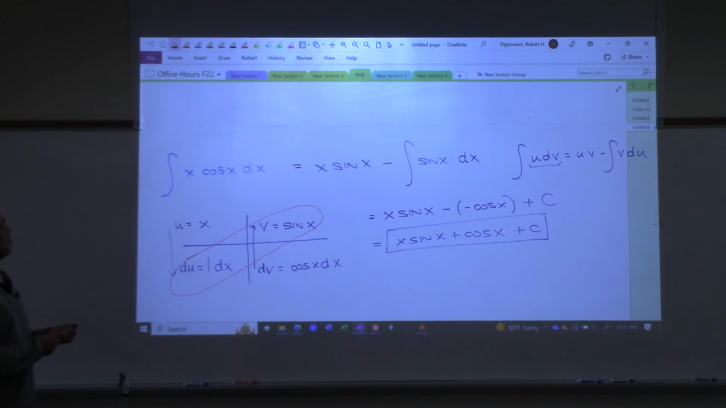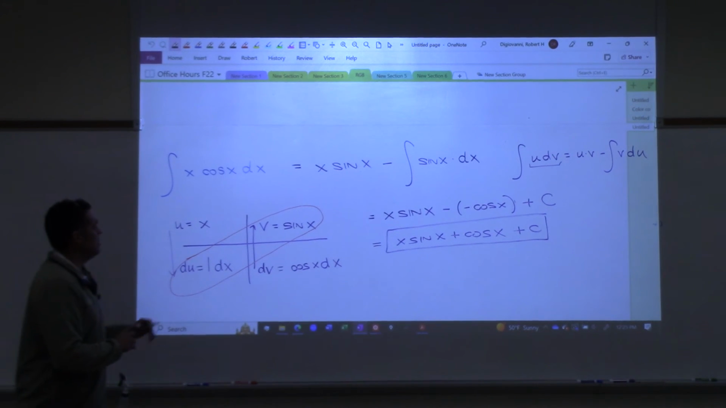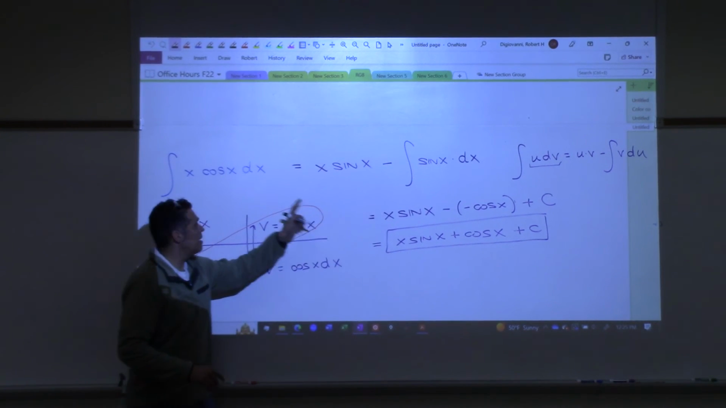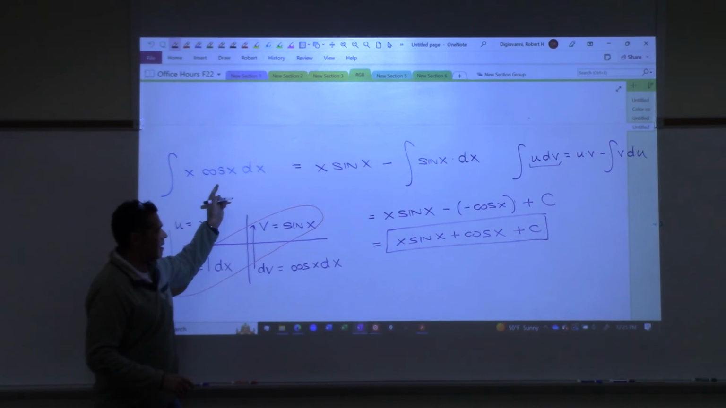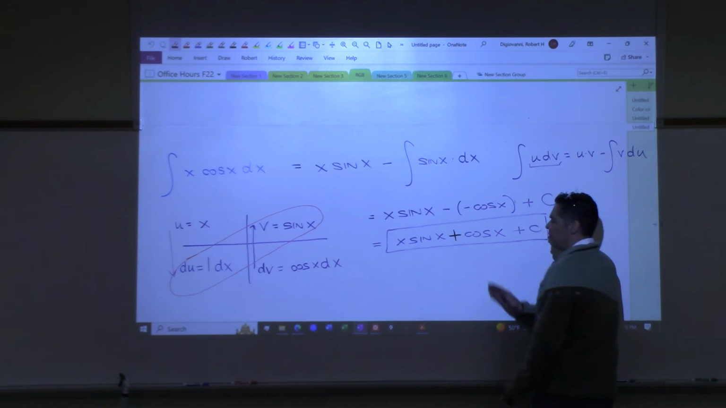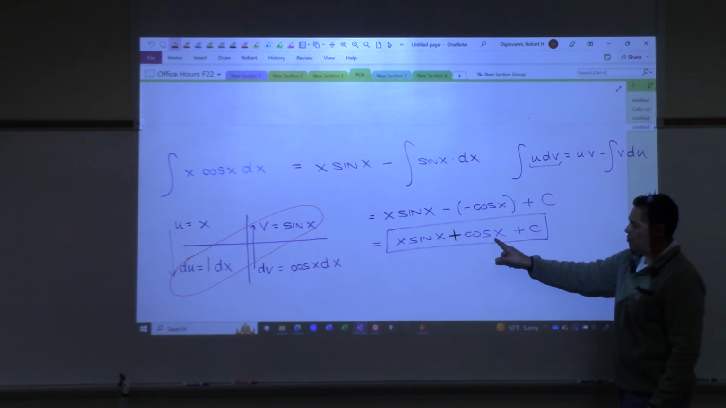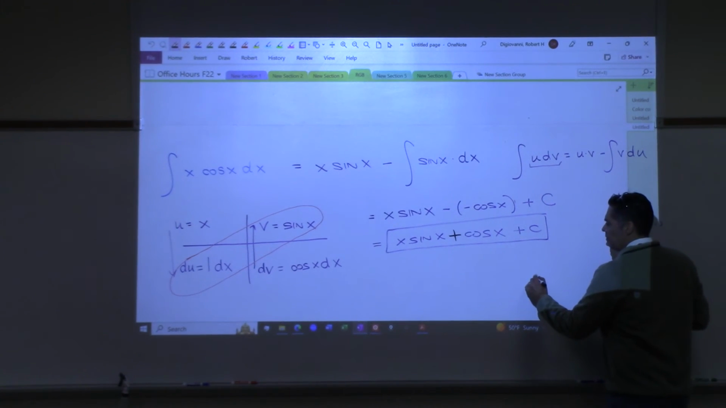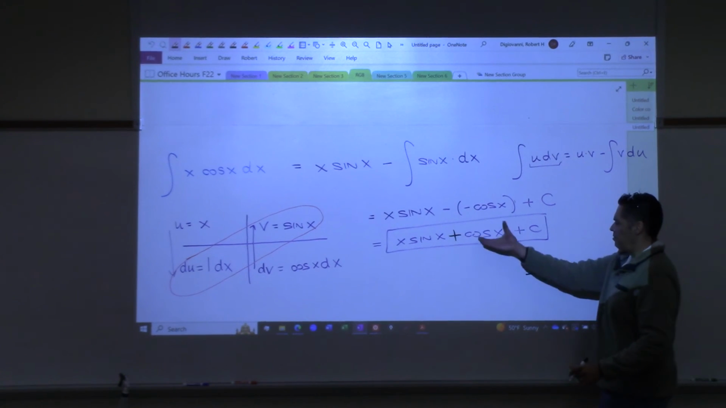All right, so let's check it. I want to make sure that if I take the derivative of that, I get this back. How would you do the derivative here? You have a plus here, so you can do these separately. Let's start with the easier one. Derivative of cosine? Negative sine. So I have negative sine x. That's this one right here.